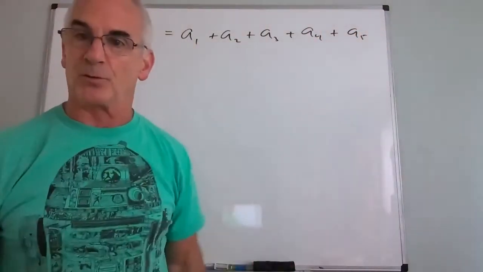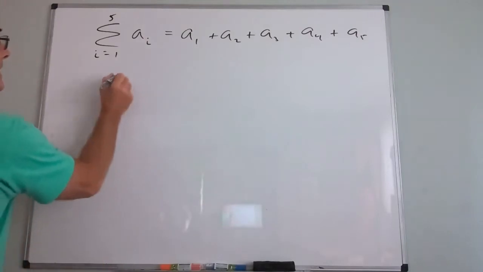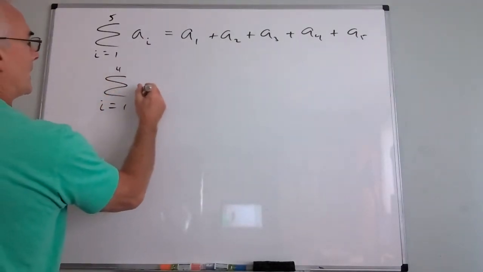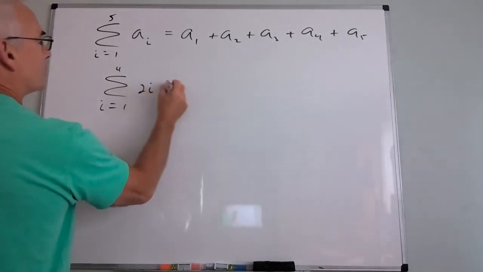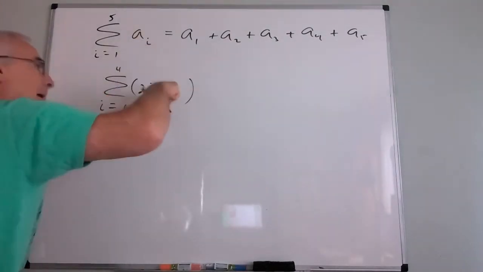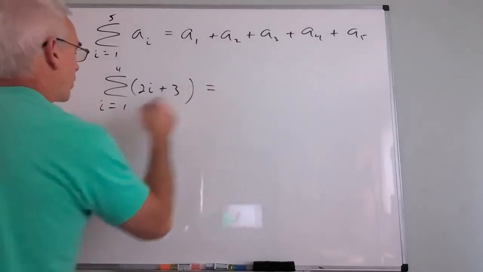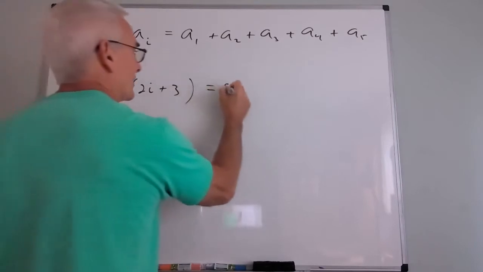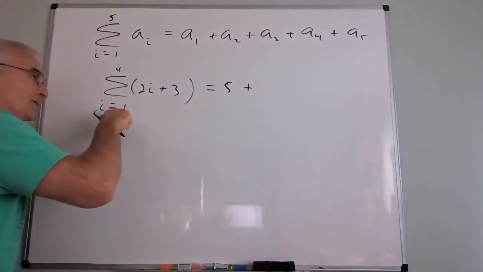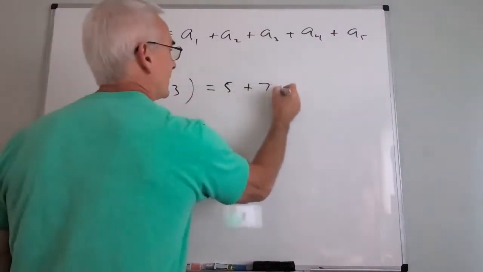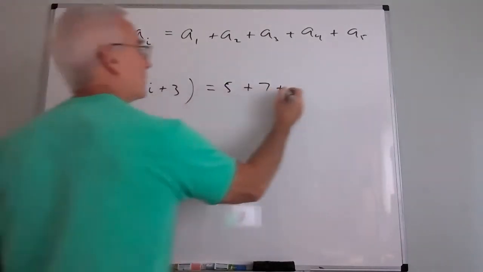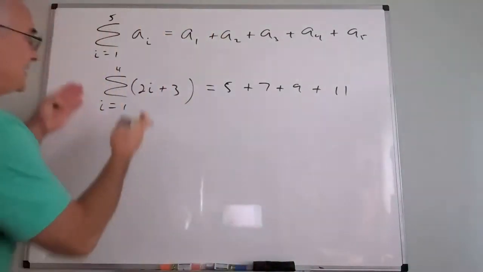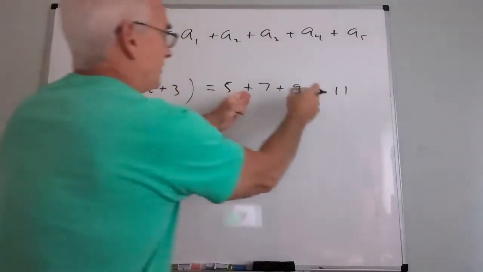I'd usually have a general formula. So for example, if I said, let's add from 1 to 4, and we'll add 2i plus 3. Okay, that's my a sub i, if you will. So I start by putting i equal 1. Okay, so 2 times 1 plus 3. Now I put in i equal 2: 2 times 2 plus 3. Then 2 times 3 plus 3. And finally, 2 times 4 plus 3. So this statement here is equivalent to this.